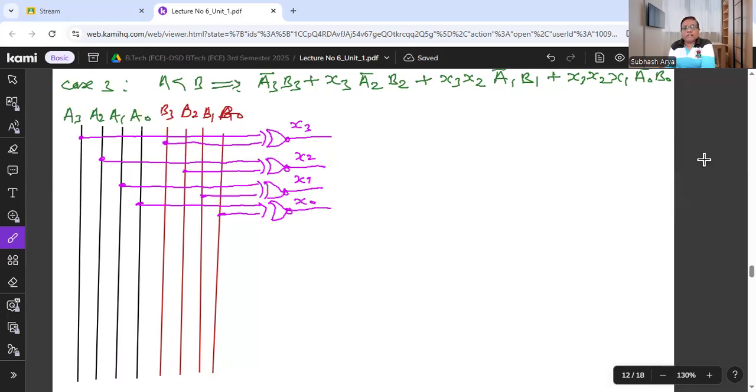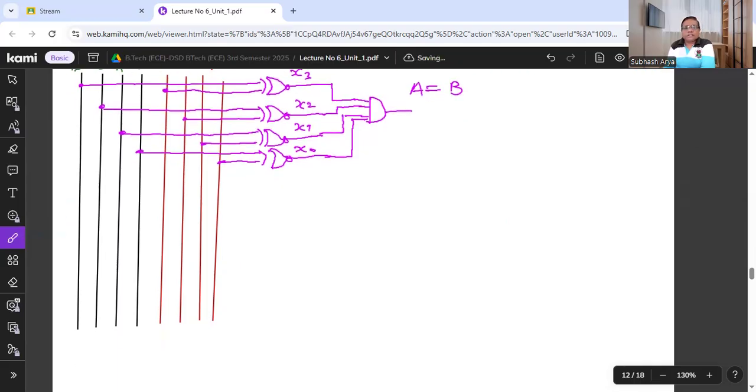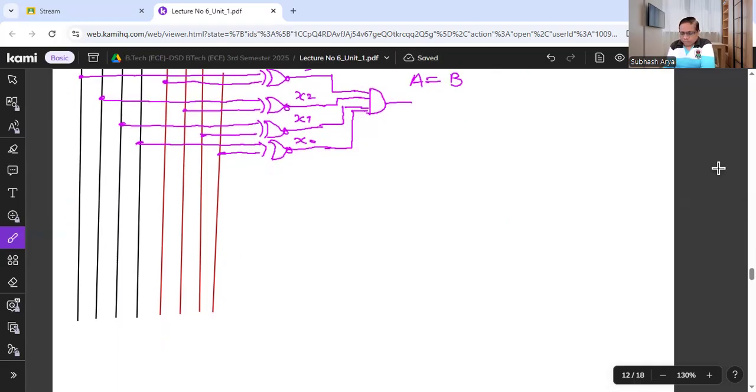And in order to get the output, I simply combine these with an AND gate. This gives the condition that if this is 1, it means both numbers are equal. Now let us implement for A is greater than B. Take another color.